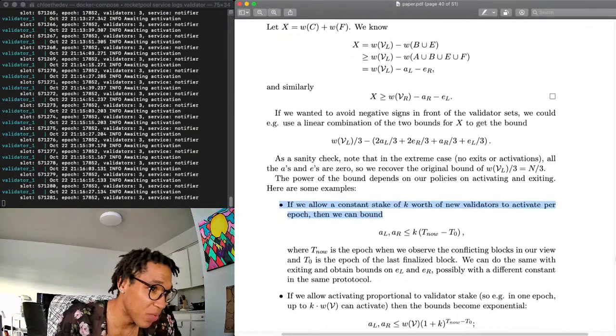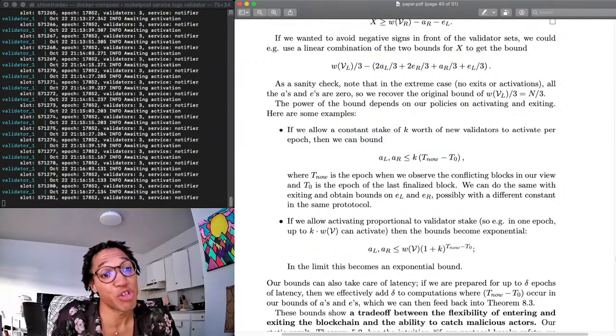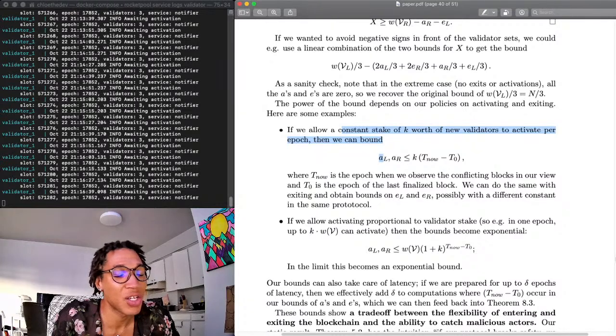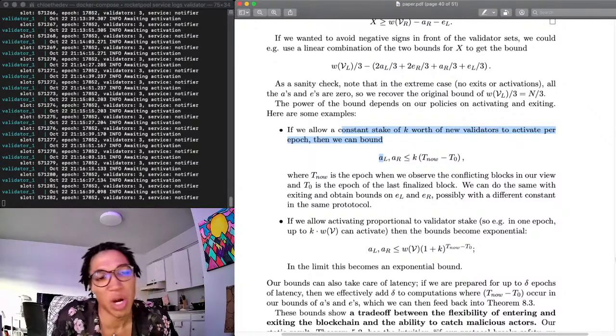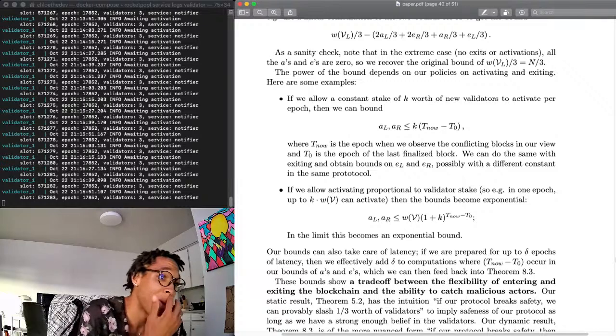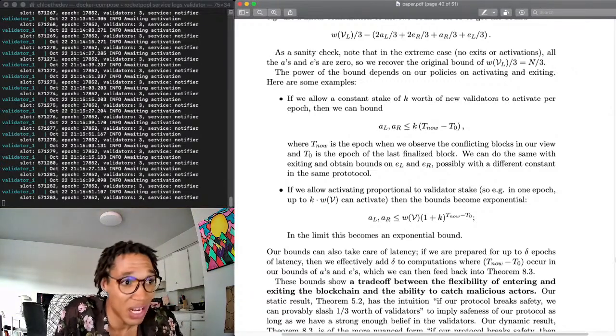Here are some examples. If we allow a constant stake of k worth of the new validators to activate per epoch. So this is also to figure out some safety bounds of how many validators can be activated in each epoch, or each slot. Whatever. I think it's probably per epoch here. Where T now is the epoch when we observe the conflicting blocks in our view, and T0 is the epoch of our last finalized block.